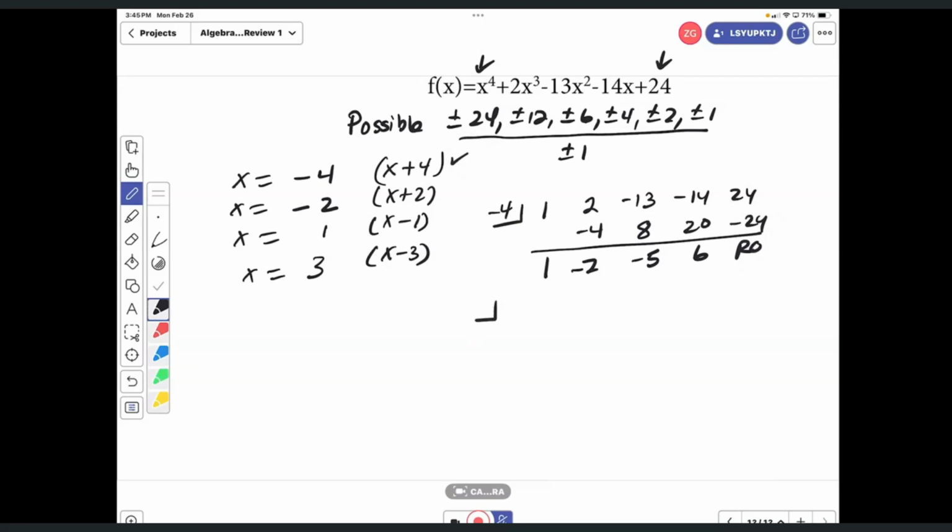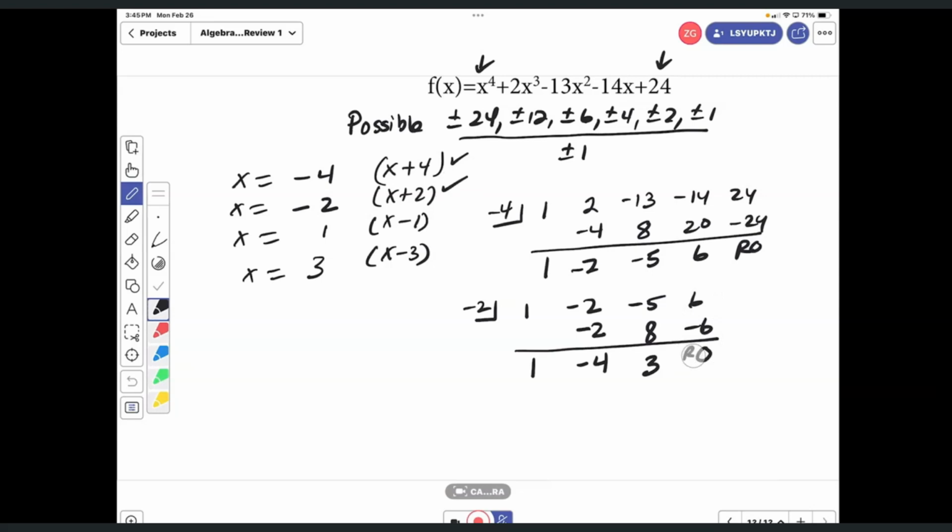So now negative 2. The coefficients of my last polynomial, since it is a factor, are 1, negative 2, negative 5, and 6. Negative 2 times 1 is negative 2. Negative 2 plus negative 2 is negative 4. Negative 2 times negative 4 is positive 8. Negative 5 plus 8 is 3. Negative 2 times 3 is negative 6. 6 minus 6 is 0. So yep, that is a factor.